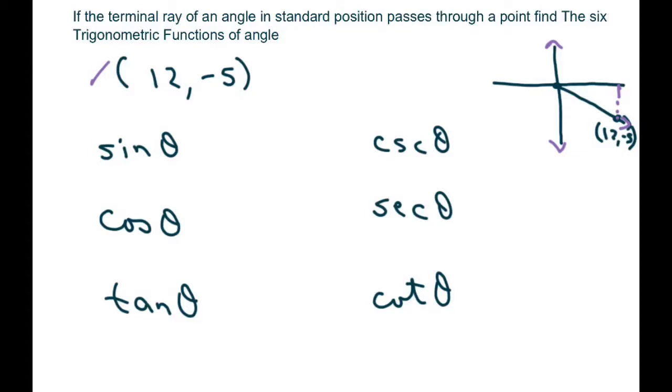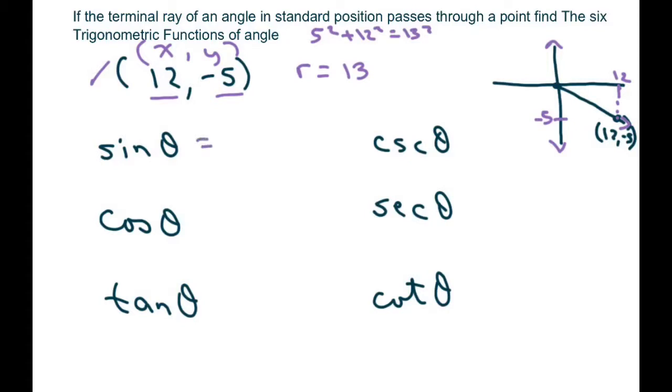So basically, the terminal ray of the angle is in quadrant 4. So the x would be 12 and the y would be negative 5. That's if you have to draw it. But anyway, when you do these, all you need is your x, your y, and your r. In this case, this is a Pythagorean triple. We know that 5 squared plus 12 squared equals 13 squared. So therefore, r is 13.